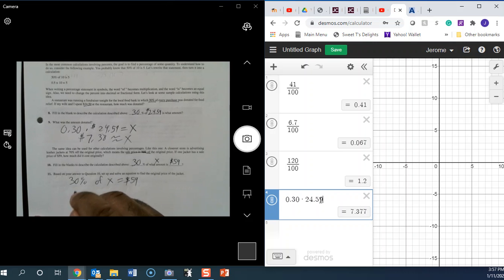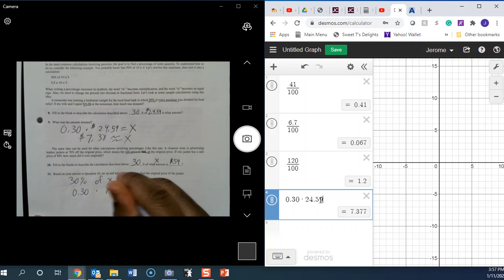Now we change this 30% to a decimal, which would be 0.30. Of becomes multiplication. X is X. And I should have wrote the word is here. But this should be is. And then is will be equal. And then it'd be $59.